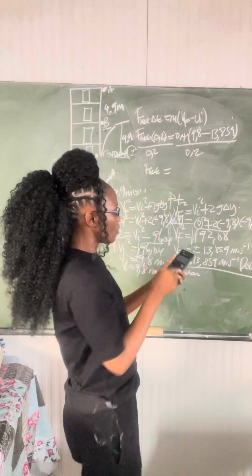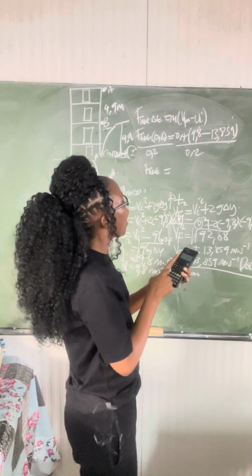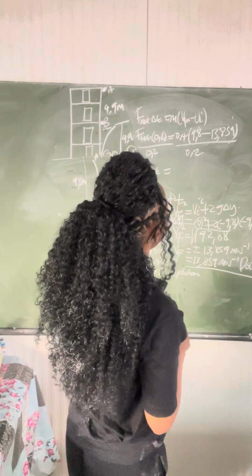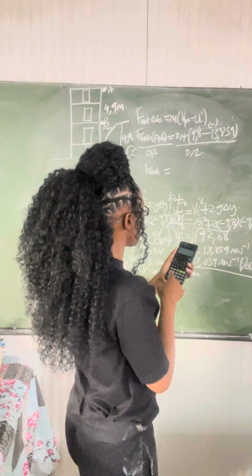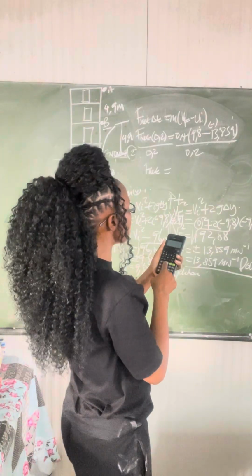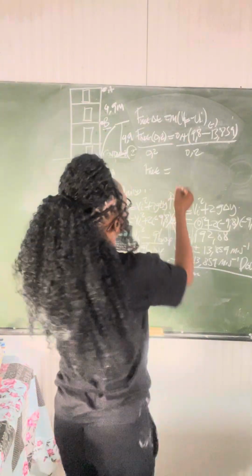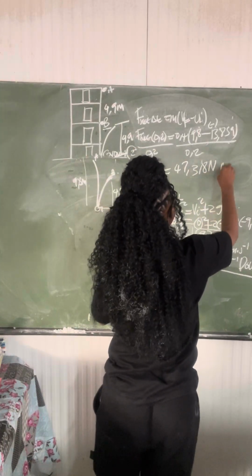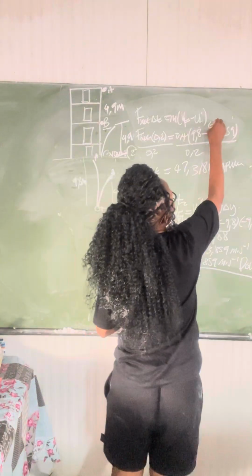So let's punch our calculator. It's going to be 0,4 into 9,8. We said upwards is positive, so this one must be negative. So 9,8 minus 13,859. Close brackets, everything divided by 0,2. So our force in this case is 47,318 Newton. Of course, it's supposed to be positive since we said upwards is positive. So this one, it's negative there.